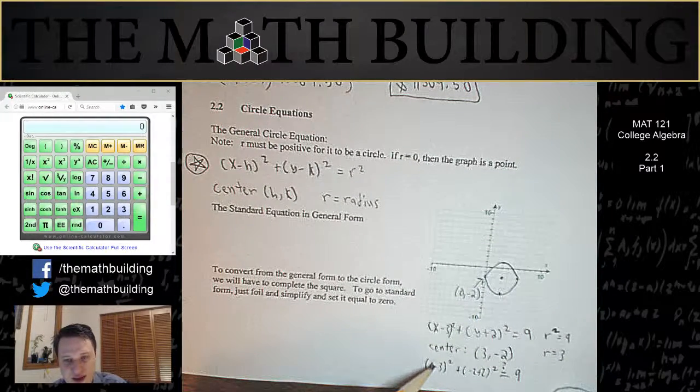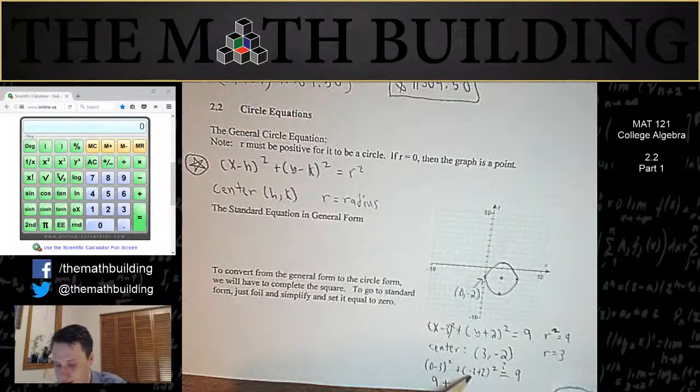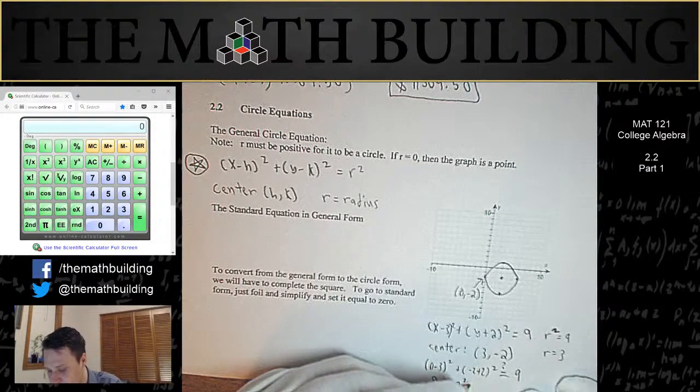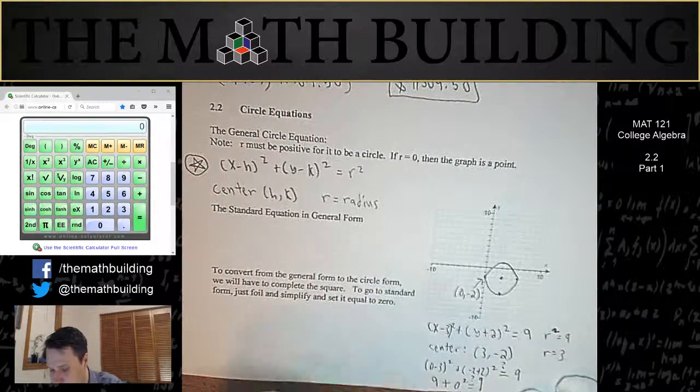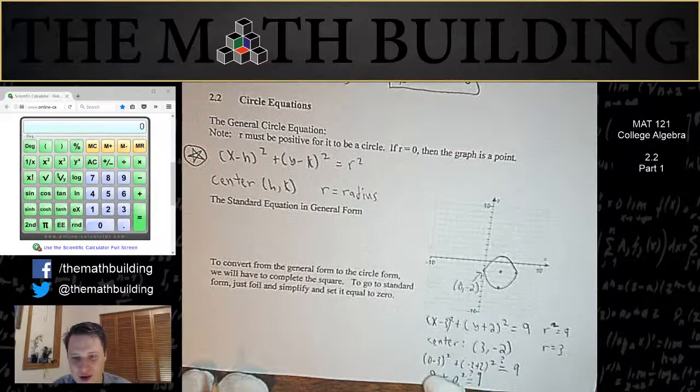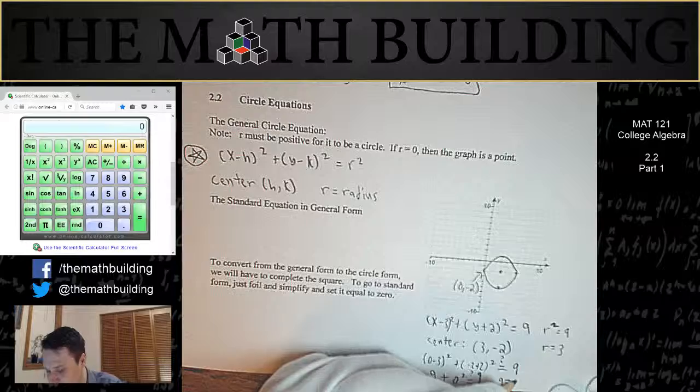0 minus 3 is negative 3, and if you square that, it makes it a positive 9. Negative 2 plus 2 is 0. So that's just 0 squared, is maybe equal to 9. And sure enough, 9 plus 0 squared is the same as 9 plus 0. So we get 9 equals 9.